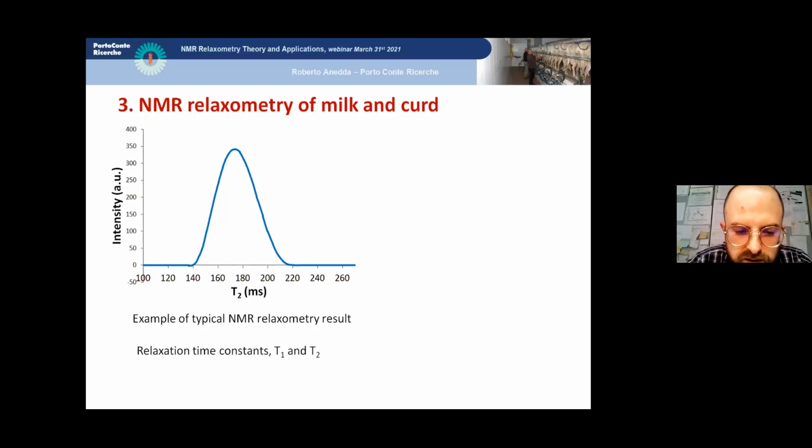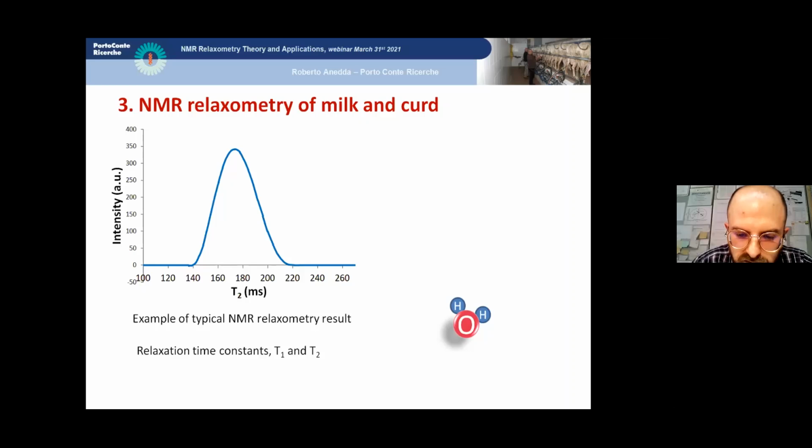As depicted very schematically here, similar to pH, temperature, and other physical-chemical parameters, T1 and T2 are represented by numerical values and describe how protons in the system interact with each other. In this case, we can say the relaxation time T2 of this whole milk sample, which is analyzed here, is 178 milliseconds.